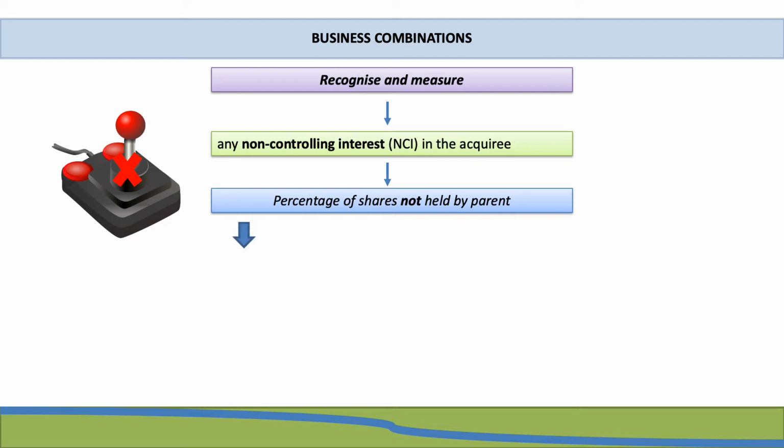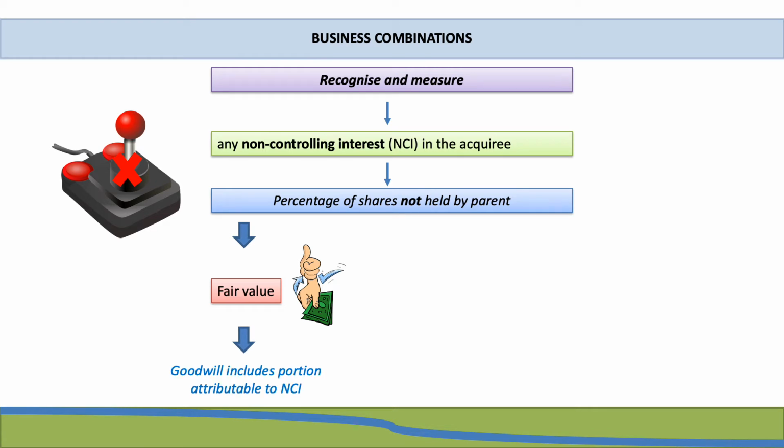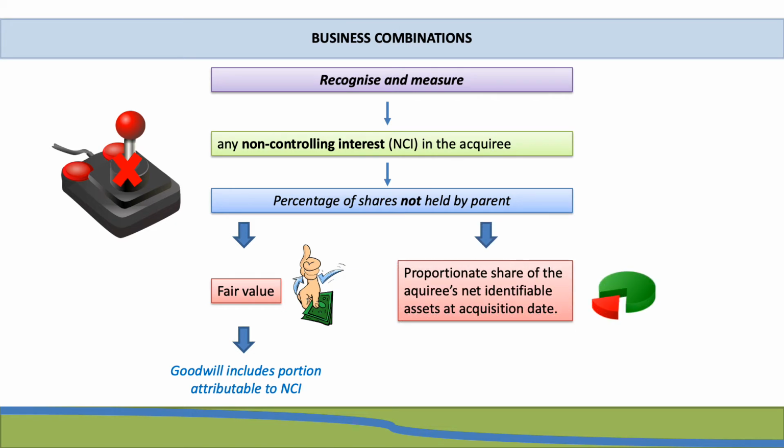Now, there are two ways in which the non-controlling interest can be accounted for. The first way is by using the fair value of your non-controlling interest. And in this case, if there is goodwill, the goodwill will include a portion that is attributable to your non-controlling interest. The other method is to use the proportionate share of the acquiree's net identifiable assets at acquisition date. Now, in this instance, no goodwill will be attributable to the non-controlling interest. Now, let's have a look at an example to illustrate the two different ways in which your non-controlling interest can be calculated.